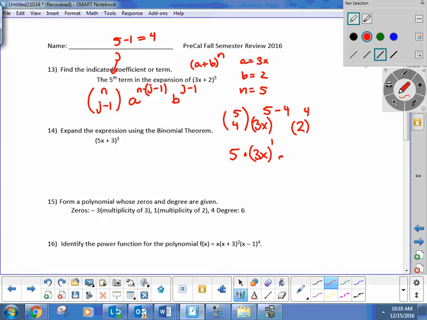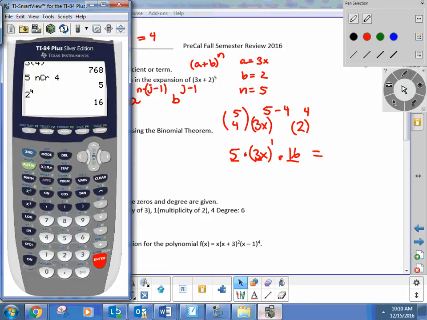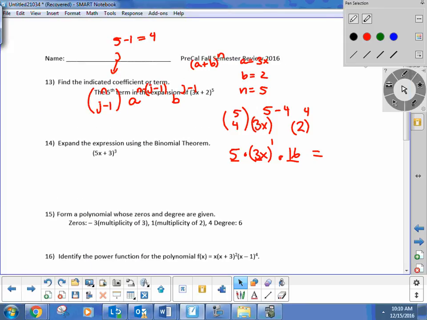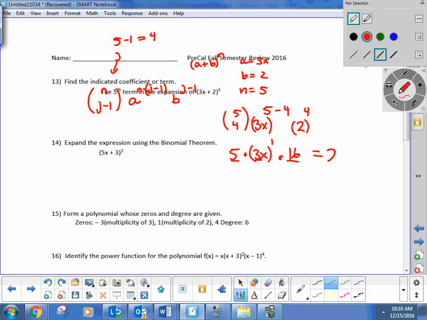Now you multiply the numbers. So it would be 5 times 3 times 16. So the solution here is 240 times x. This is the actual solution to the 5th term of this expansion sequence.